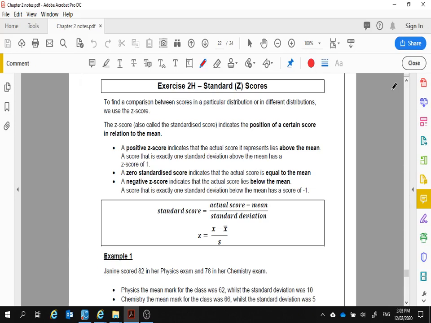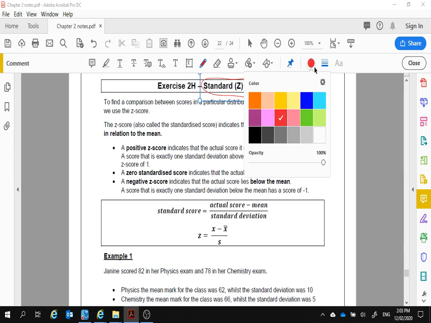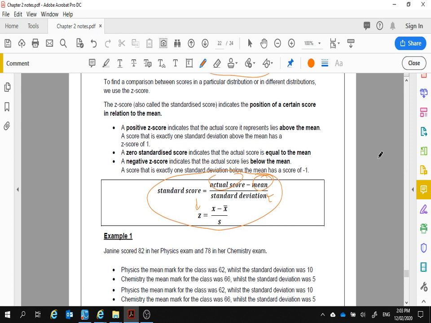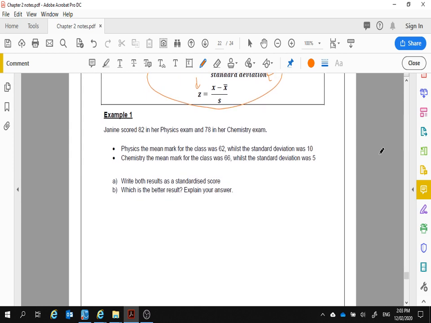For standard scores. Standard scores are also known as z-scores. Now the rule for it is quite easy. The standard score, or z-score, is the actual score minus the mean divided by the standard deviation. You can be asked to find the standard score, or even the actual score, the mean or the standard deviation. So just use the solve function on your calculator if that happens.